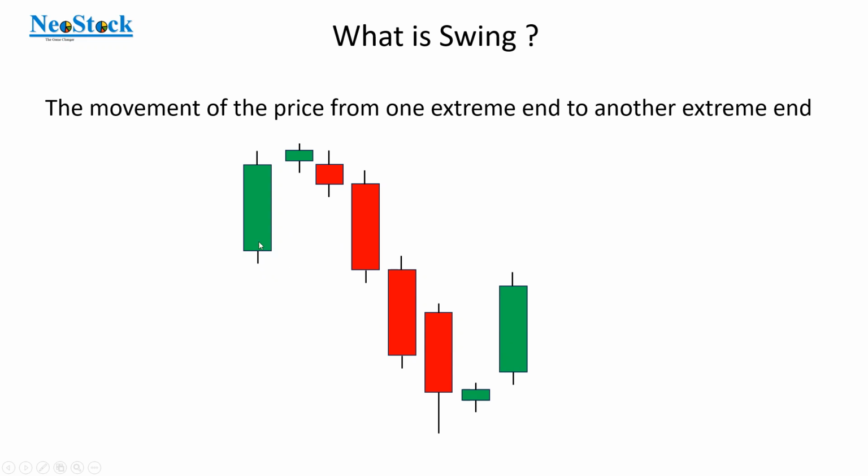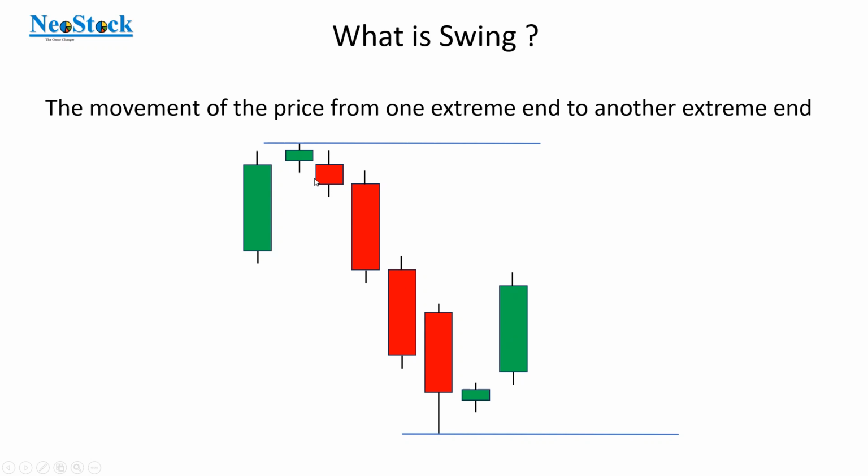Now compare this price movement. So in this price movement, what is one extreme end here? This point. Let me draw a line. Can we say this is one extreme end? Yes. Then what is the other extreme end? Here. So we have found two extreme ends. So this is called a swing, a movement of the price.